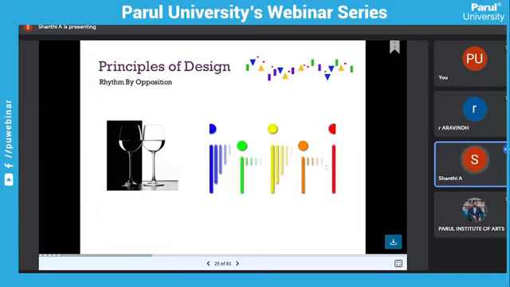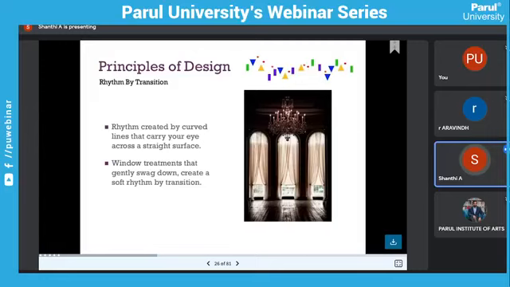So this is again opposition. So by this also we can create the rhythm for any design. So here it is transition. So transition where curved lines, all these patterns, any organic shapes that will give us a feel of smoothness will be repeated in the design.